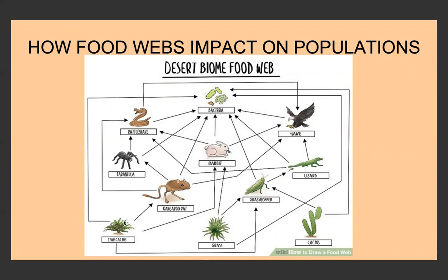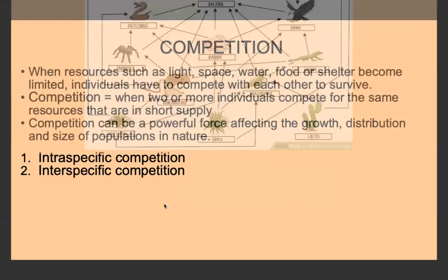The rattlesnake and the hawk that eat the rabbit might decrease because they have less prey. You can see how it affects all of those. And then because there's fewer rattlesnakes, tarantulas might increase in population. There's fewer hawks, so lizards might increase in population and so on. That would be an example of how just removing one species affects the entire food web.